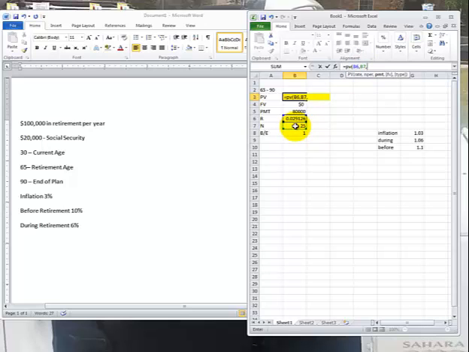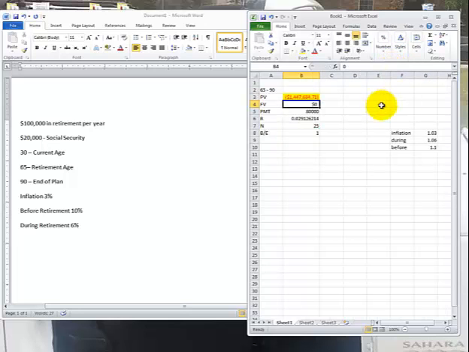What's my payment going to be? I'm going to need a positive 80,000, so I'm going to choose this cell, B5, for my payment. What's my future value going to be? It's going to be 0. And what's the type going to be? It's going to be at the beginning of the period, so you could either choose 1 at the beginning here, or you could choose it here. Close the parentheses, and there you go.